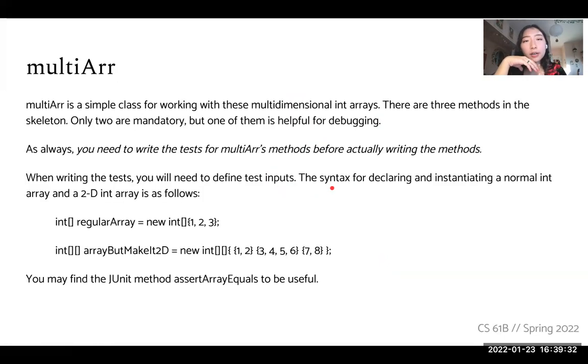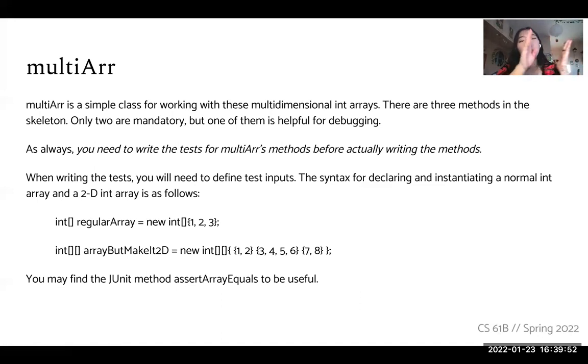And so MultiR, this class that's in the skeleton, is a simple class for working with these multidimensional int arrays. We say multidimensional to make it sound fancy, but in reality, we're just doing 2D, right? And so there are 3 methods in the skeleton. Only 2 of them are mandatory, but one of them is very helpful for debugging.